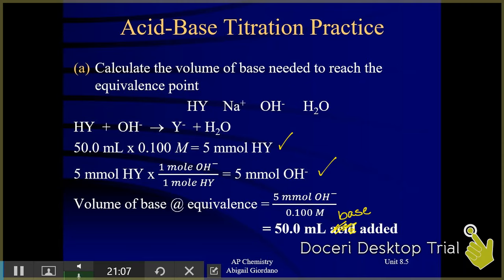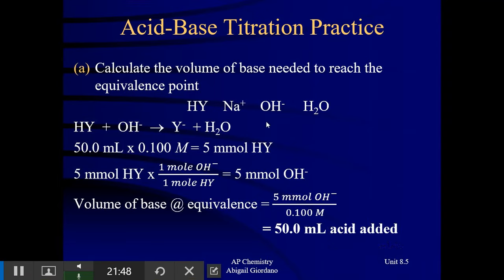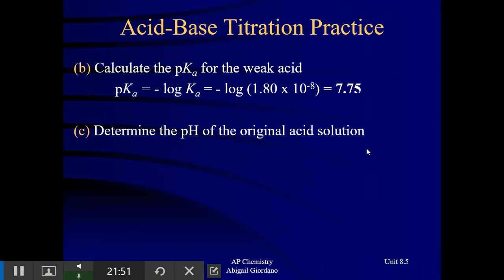Okay, but that is how I was able to find the volume of base needed to reach the equivalence point. Part B said calculate the pKa for the weak acid, and that was pretty straightforward because we were given the Ka in the problem, so I just took negative log of that number, which gave us 7.75. Letter C said determine the pH of the original acid, meaning before any base has been added.